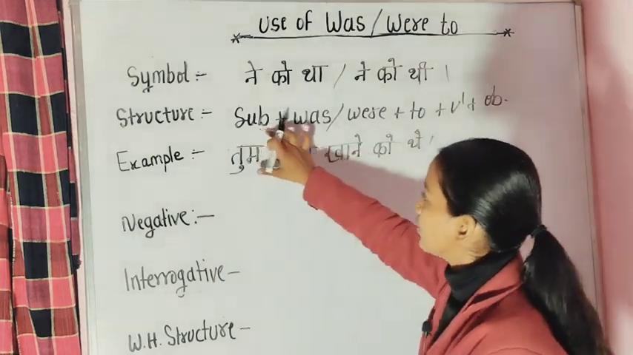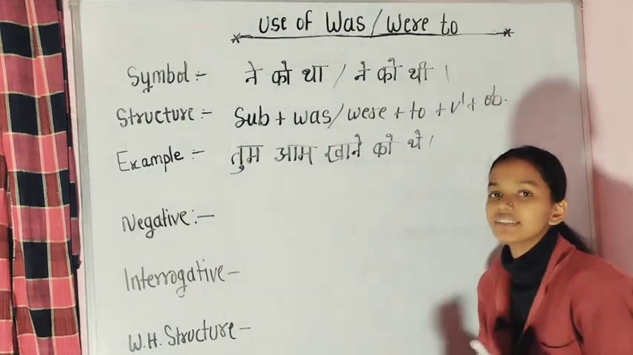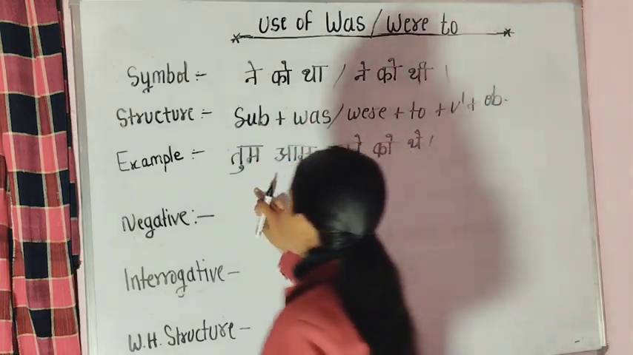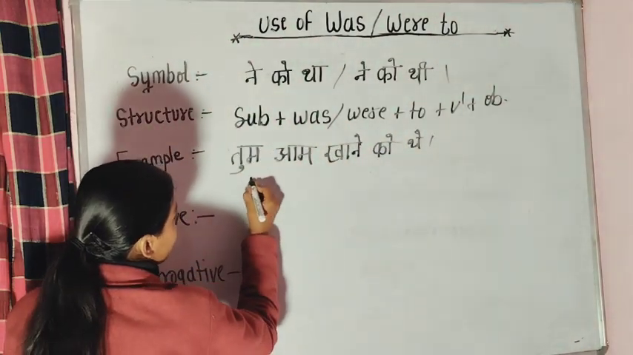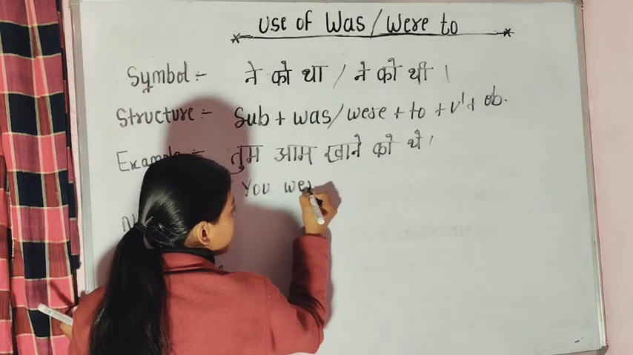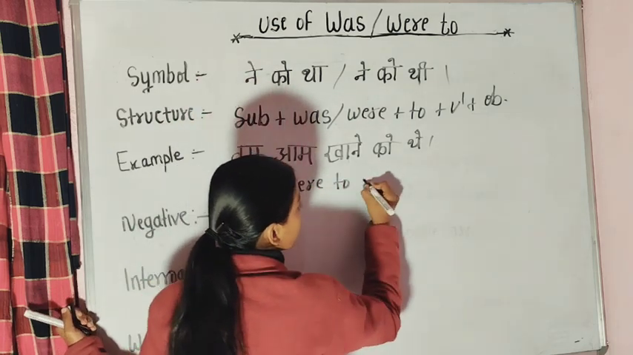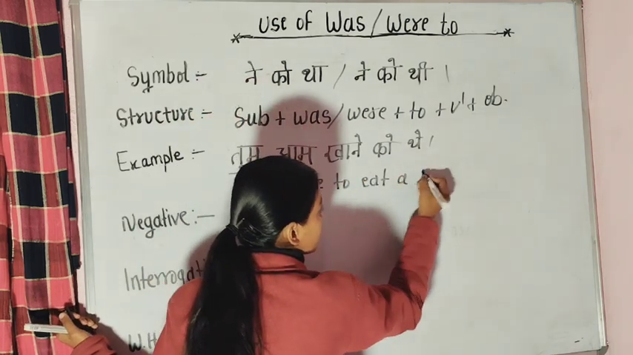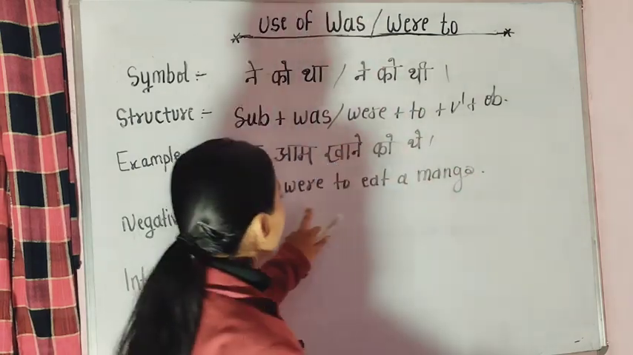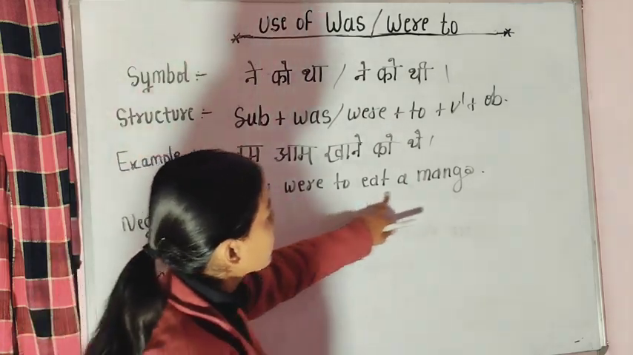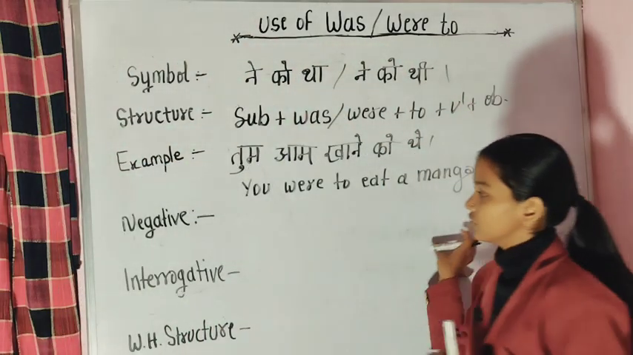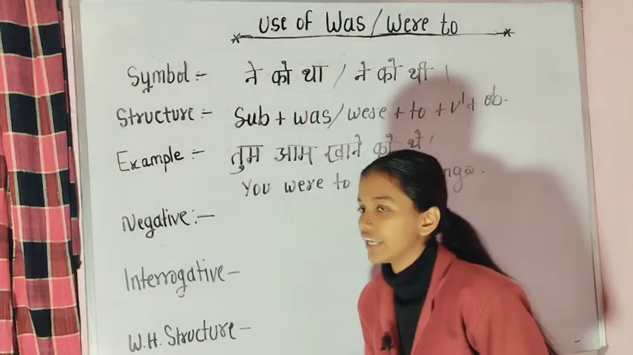Now we are going to use that structure to make the English example. What is the English of this example? You can write: You were to eat a mango. तुम आम खाने को थे, इसका ये इंग्लिश हुआ.